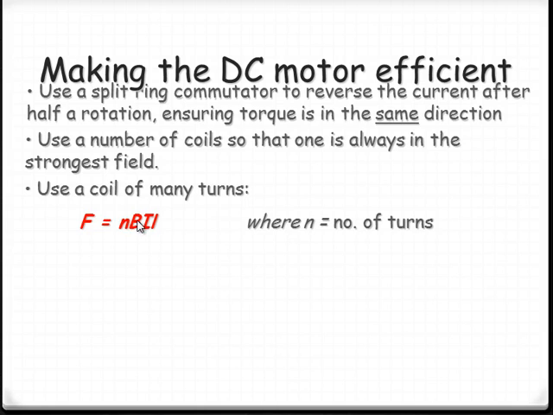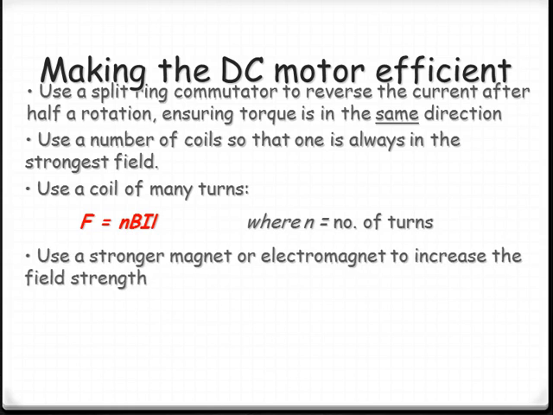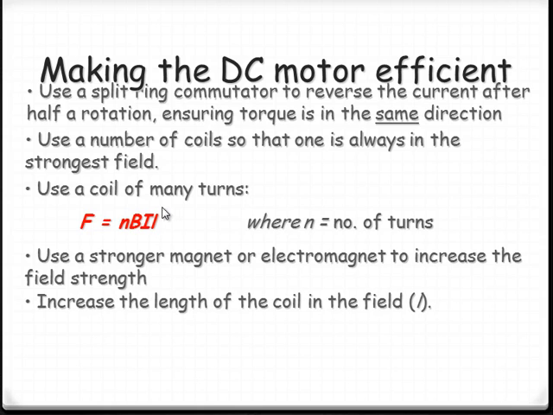So if you want to work out the force, if you've got 20 turns, you take the force on a single strand of wire and multiply that by 20, which will give you the force for all 20 turns. We can use a stronger magnet, or we can use an electromagnet. You can increase the size of the coil, okay, so increase the L. So think about this equation: we increase B, we increase L. Then we could increase perhaps the current.